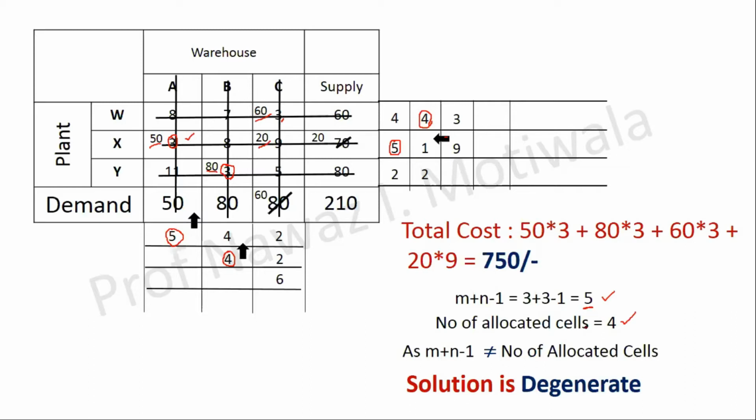What about the number of allocated cells? If I increase this by 1, instead of making 4 allocations, if I make 5 allocations, then m plus n minus 1 will become equal to the number of allocated cells, and then we can write the solution is non-degenerate and proceed further for the optimality check. Now how to do that? Let us again take this matrix where we have already made these 4 allocations. Now how to make a 5th allocation?